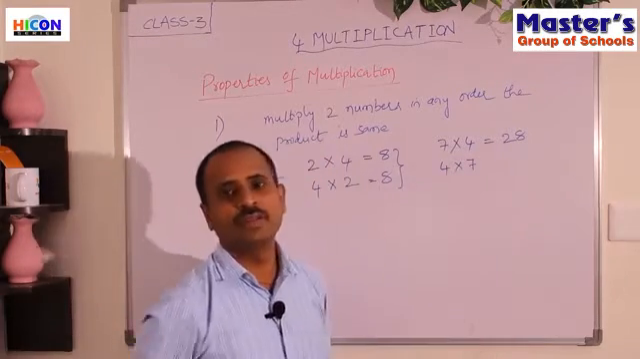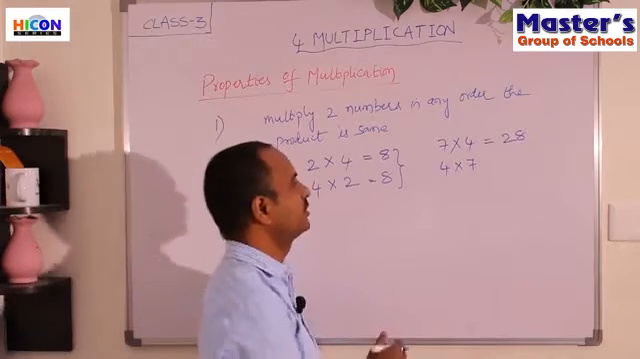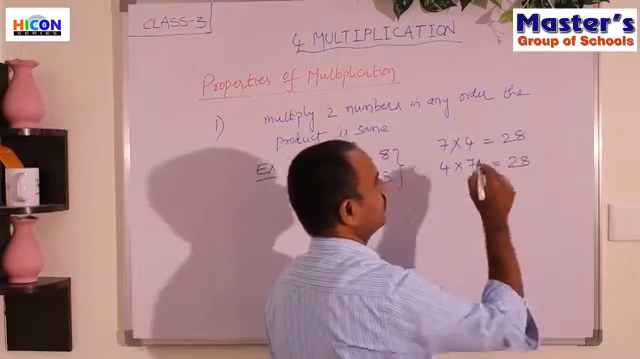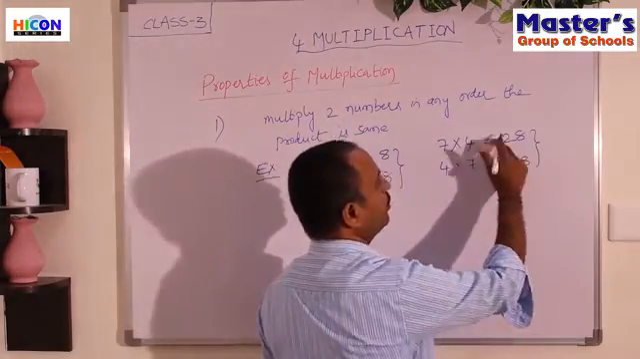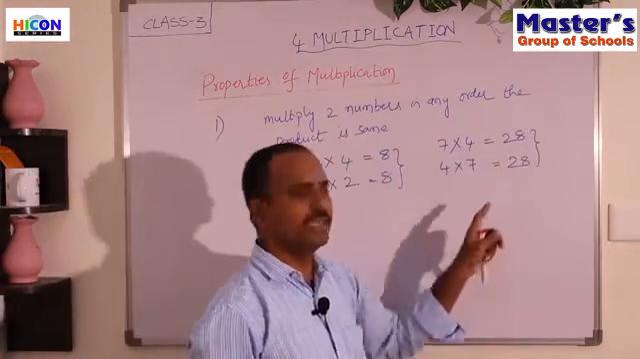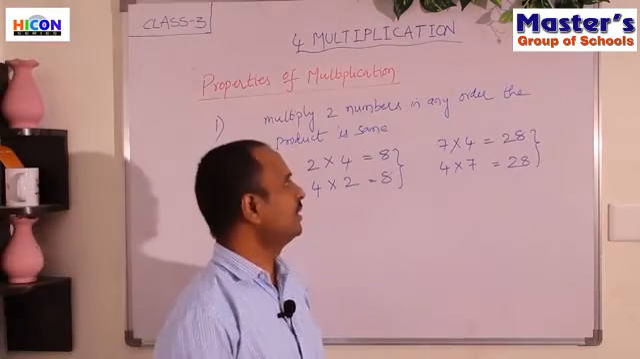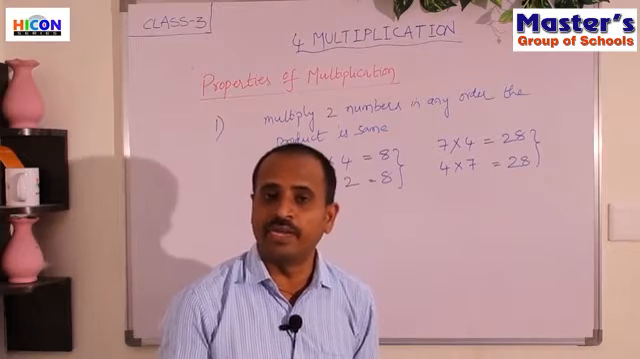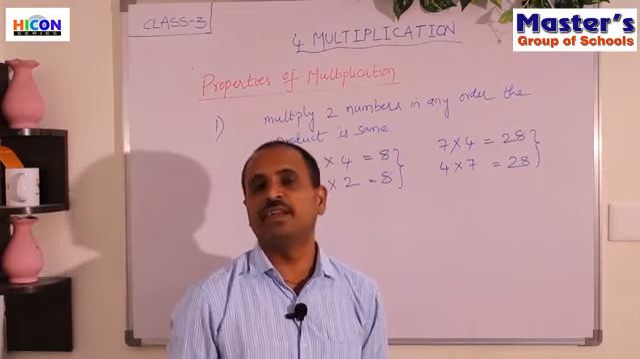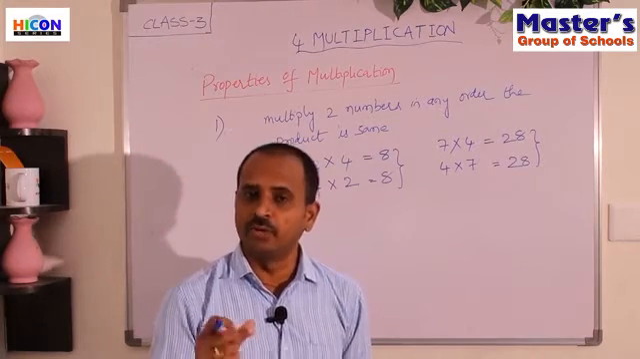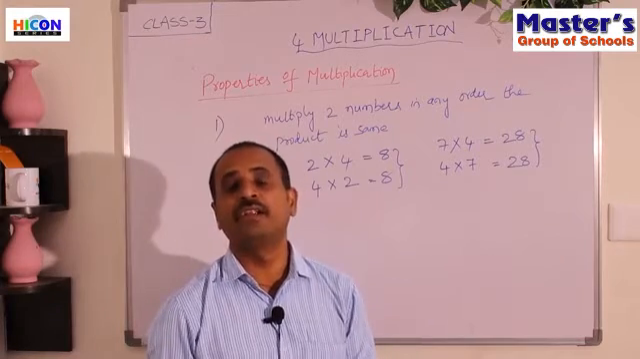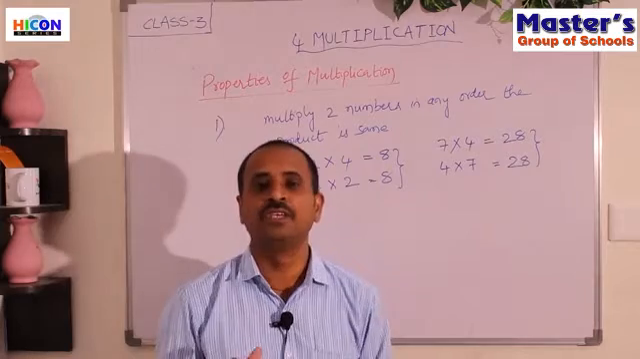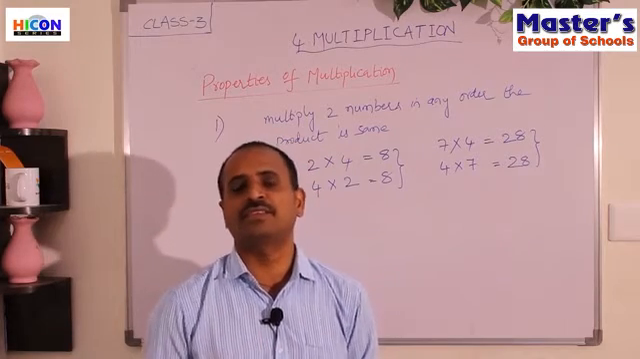Now multiply again. 4 7 jar. Children, how much? This is the fourth table. 4 7 jar, again 28. So the product is the same in both cases. So from this property we can understand that the order of multiplication of two numbers does not matter. If you multiply any two numbers in any order, we will get the same answer. So remember this property. This property is helpful to us while solving the problems in the exercises.